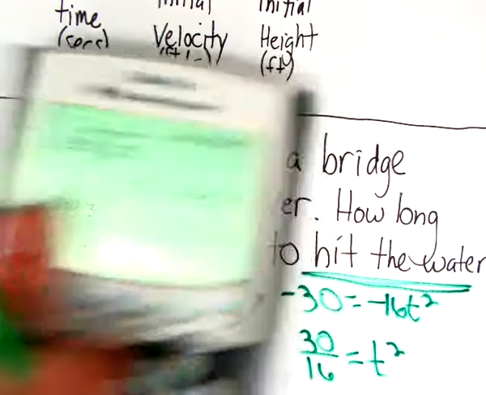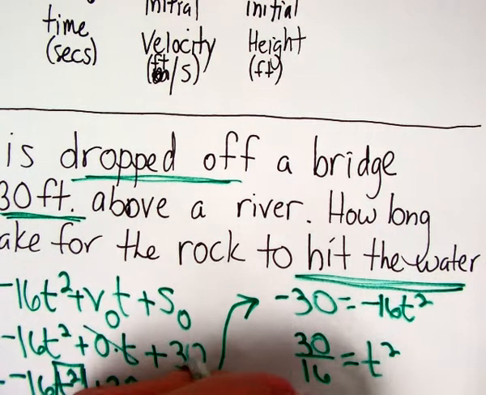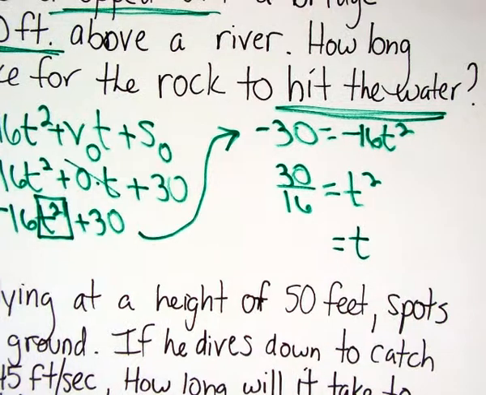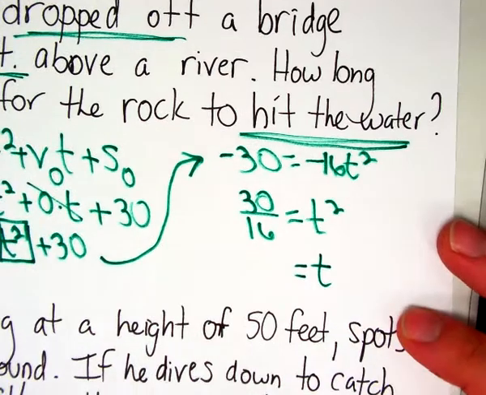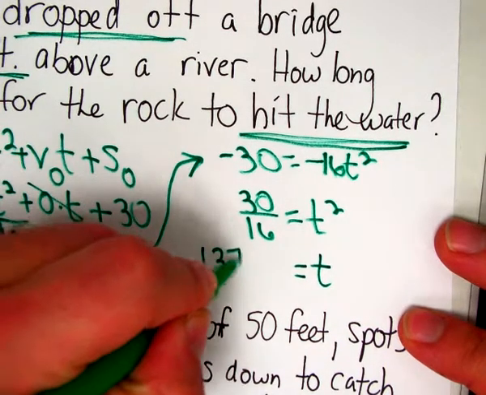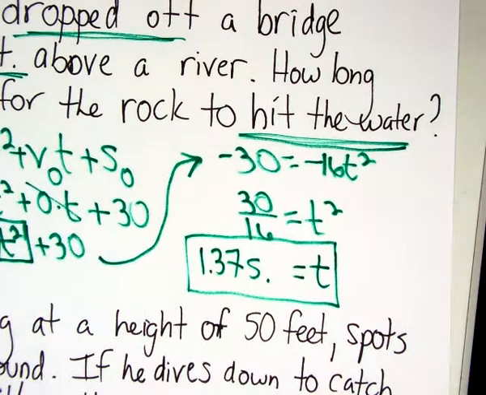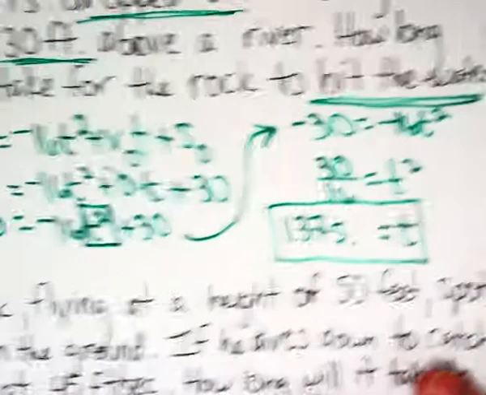So that would mean that my t in this problem is actually supposed to be plus or minus 1.37, but because we are talking about time, we can't have negative time. So we just say the answer would be 1.37 seconds is how long it would take to land in the water. Okay, let's look at example number 2.